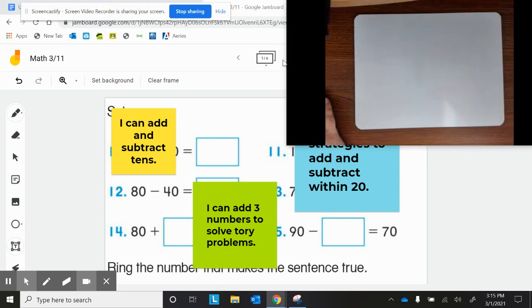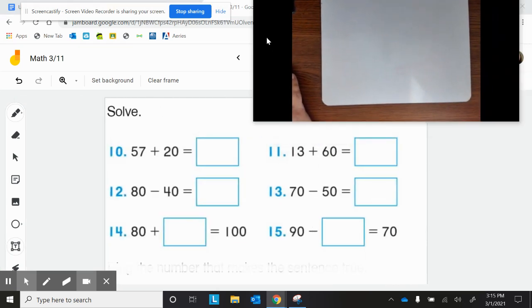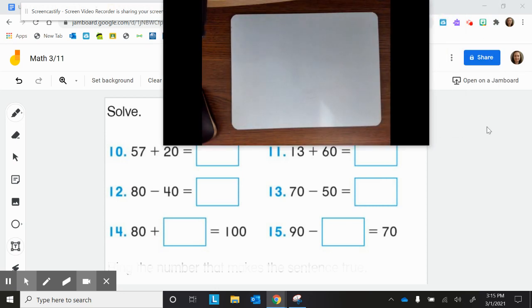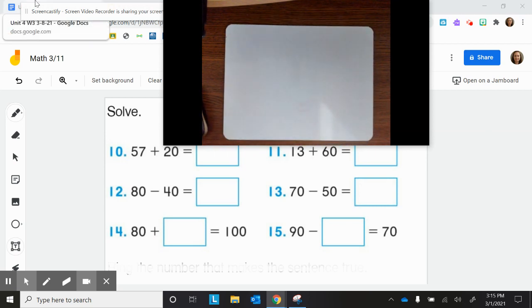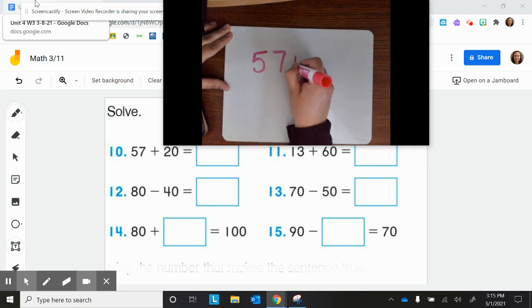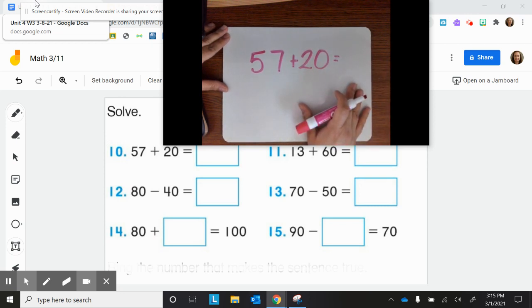Let me move my screen a little bit over. Okay, let's go back up here. Now, I have my whiteboard because I'm going to definitely need to use it today. And the workspace right there in the math book is a little too small for me. So the first problem is 57 plus 20. Now, you already have this in your math book, so don't worry about getting your whiteboard.